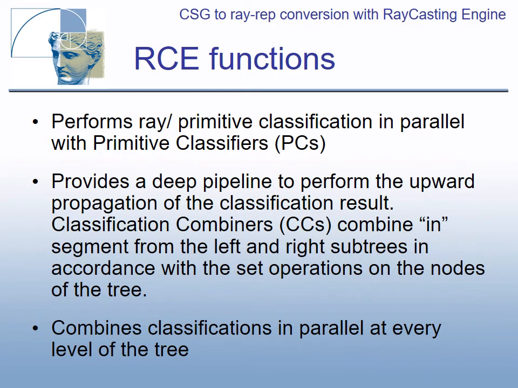RCE hardware has to perform the following functions. First, it performs the parallel ray primitive classification with primitive classifiers. Second, RCE provides a deep pipeline to perform the upward propagation of the classification results. Classification combiners combine in segments from the left and right subtrees in accordance with the set operations in the nodes of the CSG tree. It combines classification in parallel at every level of the tree.